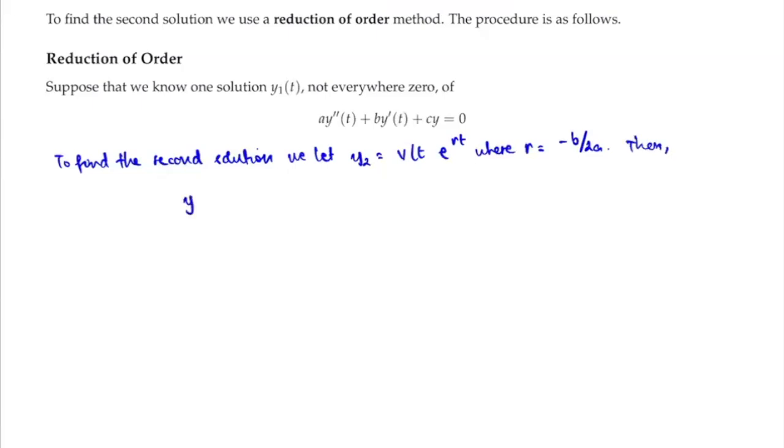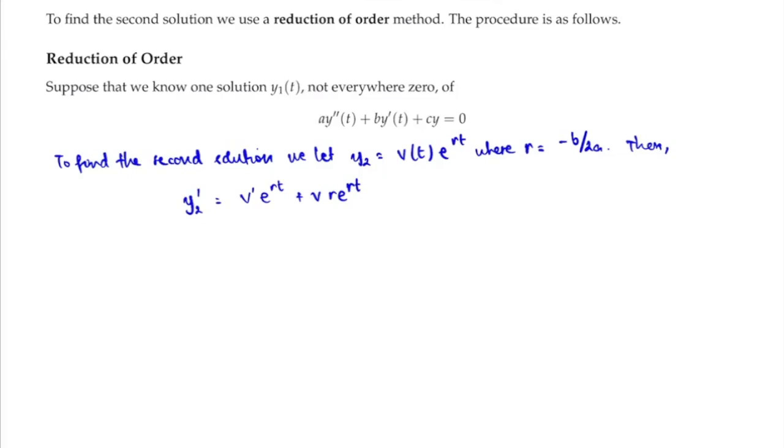Okay, then we have that y2 prime is equal to, you take the derivative of this product right here, right? So v of t times e to the rt. So you have v prime times e to the rt plus v times the derivative of e to the rt, which is r times e to the rt. Okay, so that's the first derivative.